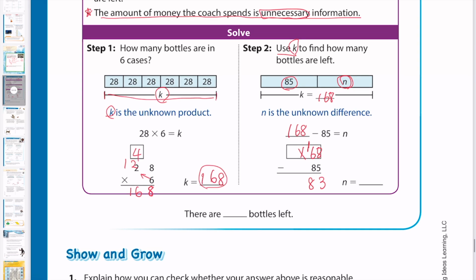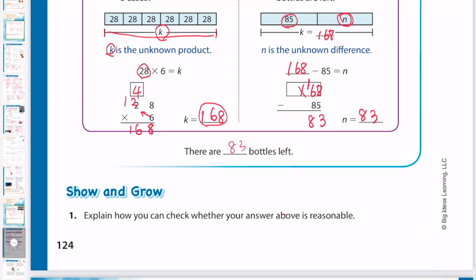I told you I usually do mental math for this. I subtract 10 to 8, and then I'm going to have 2 left, and 2 plus 6 is 8. That's how I found it. And the answer is what? 83. So there are 83 bottles left.